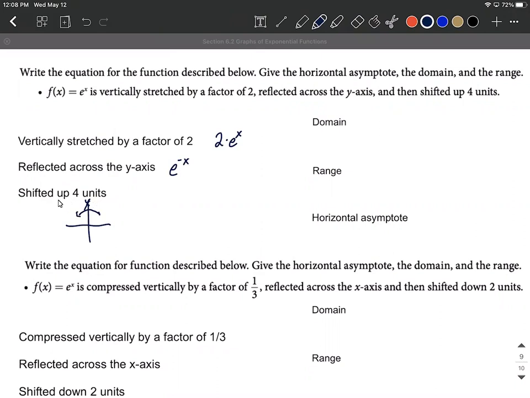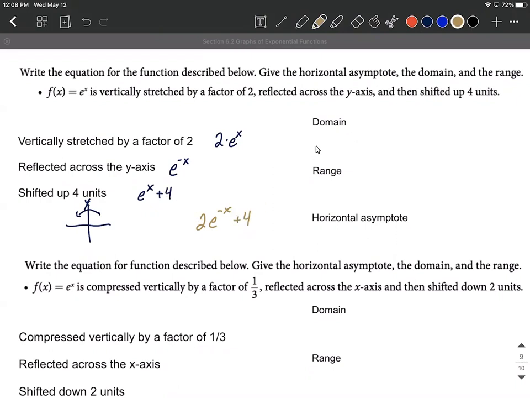Finally, when we want to move everything up 4 units, that's going to be a vertical shift. We're going to attach a 4 to the entire function to move everything up 4 units. If this said down 4 units, this would be subtracting 4 at the end. Now, if I want to put them all together, if we were asked to apply all 3 of these transformations, that would look like 2e to the negative x with a plus 4 at the end, including all 3 of these different transformations.